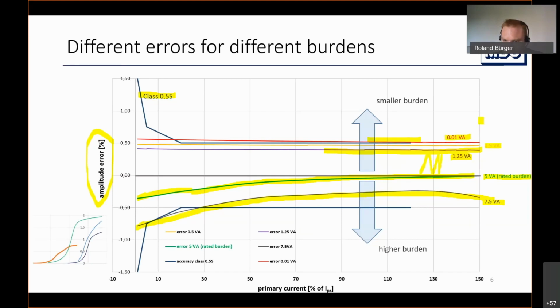And remember, if you take very low burdens, then you are always in the positive part of the amplitude error. So you are billing more current than is online on the bus bar. You can earn a lot of money if you take less burden.